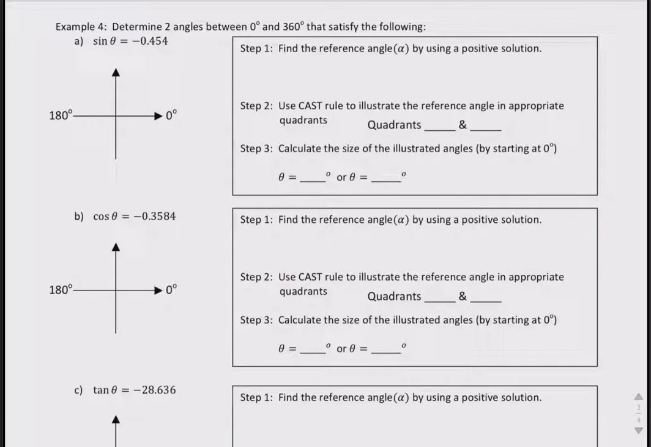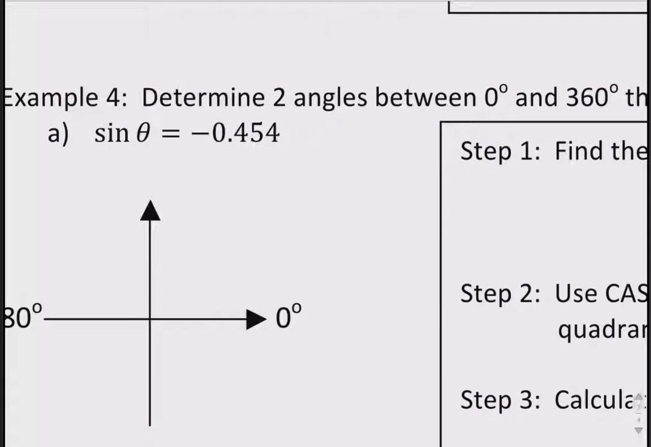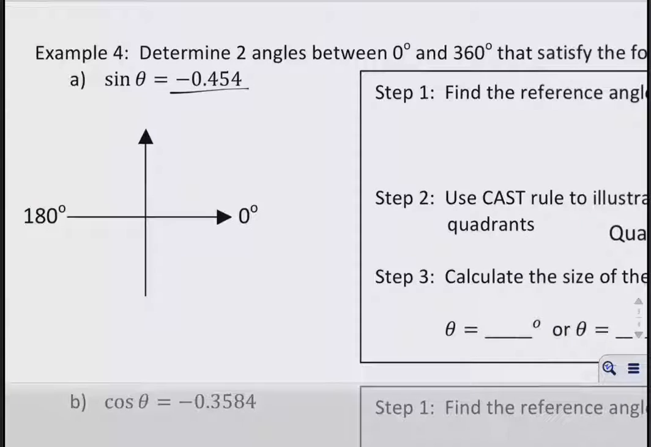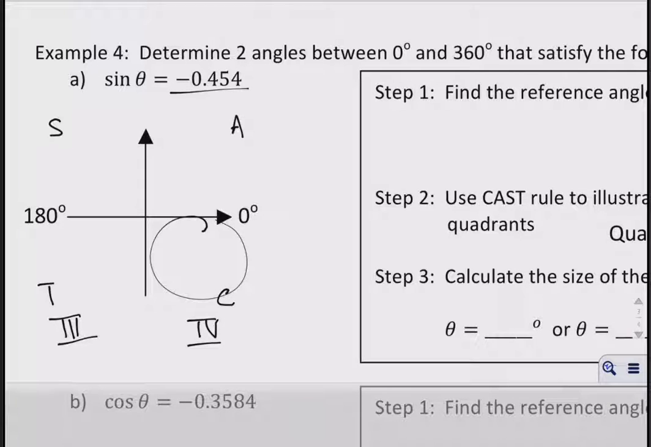Now in example number 4, we have 3 parts here. We've noticed that now the value of sine is not going to be a positive number, it's going to be a negative number. So where is sine negative? Where do we know that our angles are going to be? Well, again, I'm going to write out the CAST rule here. Cosine is positive, all are positive, sine is positive, tan is positive. We know sine is going to be negative in quadrants 3 and quadrant 4. So the angle is going to be here and here.